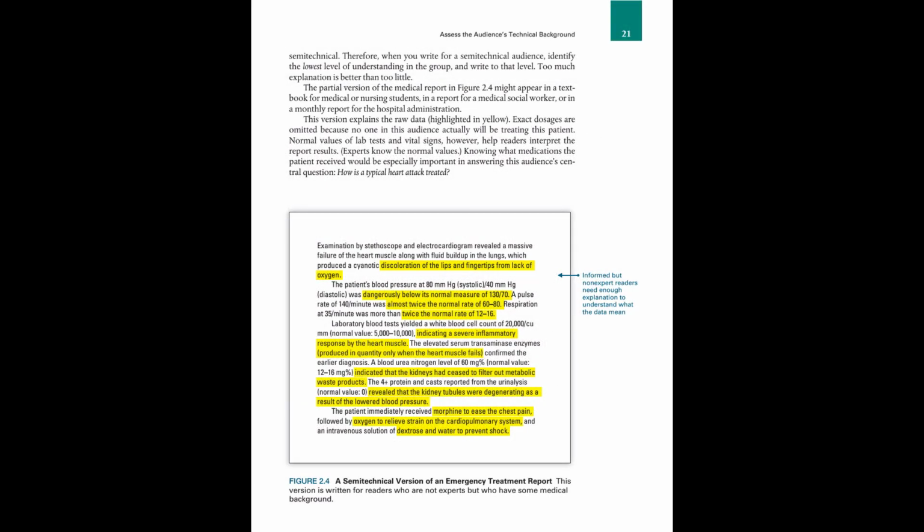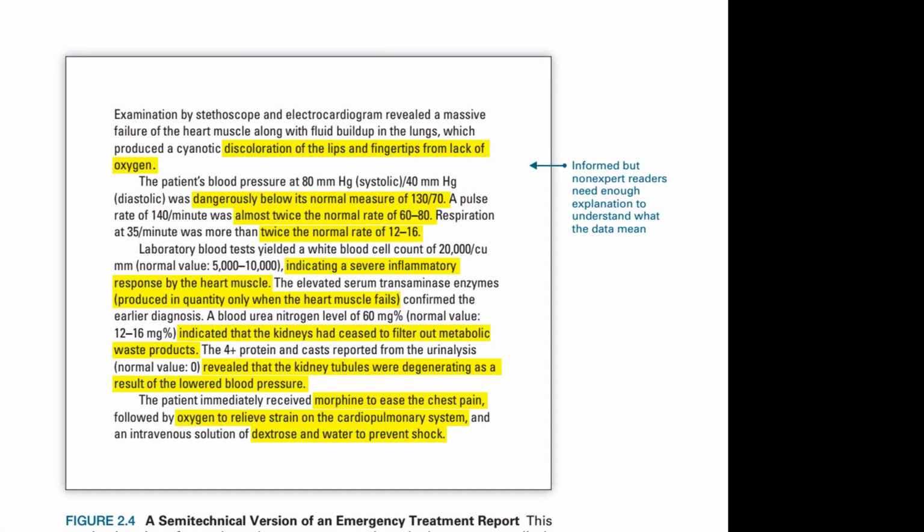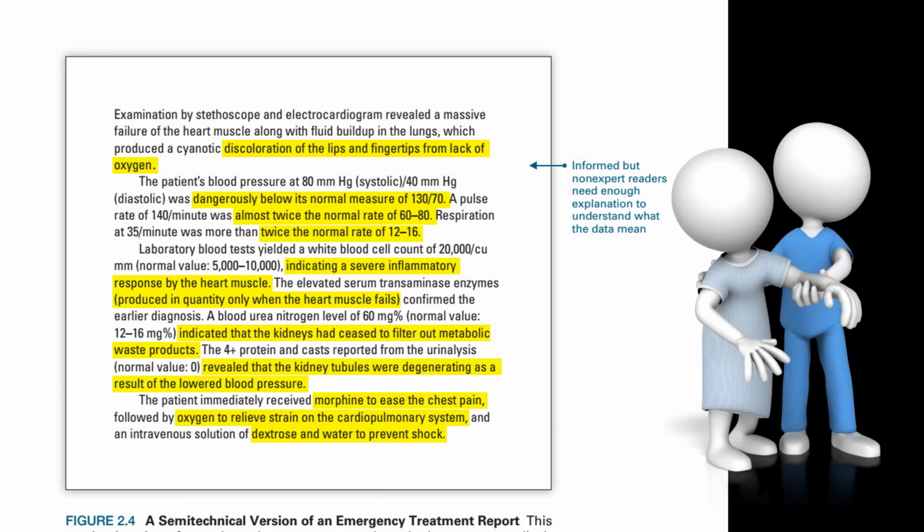Now, if there was a semi-technical audience for this same event, this might be a nurse or somebody at a care facility in the middle. So here we talk about examination by stethoscope and electrocardiogram revealed a massive failure of the heart muscle, along with fluid buildup in the lungs, which produced a cyanotic discoloration of the lips and fingertips from lack of oxygen. Oh, we have an explanation. What caused that discoloration? Then we do have some numbers. We've got blood pressure, but we have some meaning behind it. That was dangerously below its normal measure of 130/70.